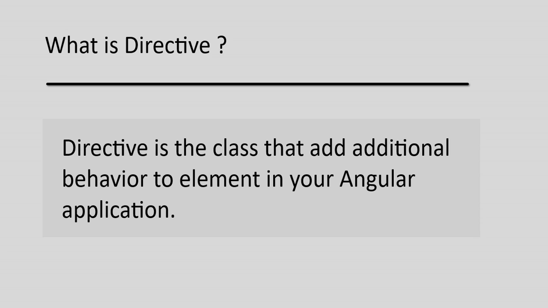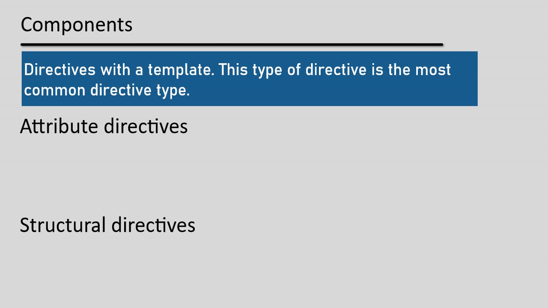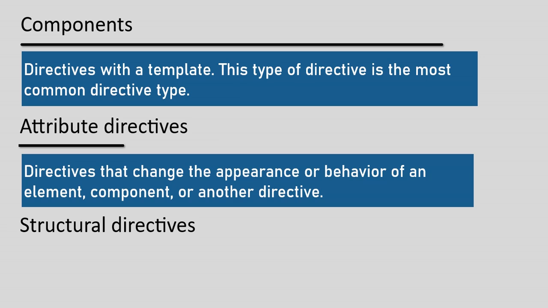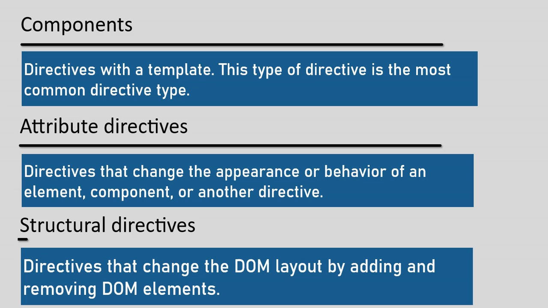There are three kinds of directives available in Angular: components, attribute directives, and structural directives. Components are also one of the directives, with a template. We'll discuss more about it later. Attribute directives change the appearance or behavior of an element, component, or another directive. And structural directives change the DOM layout by adding or removing DOM elements.